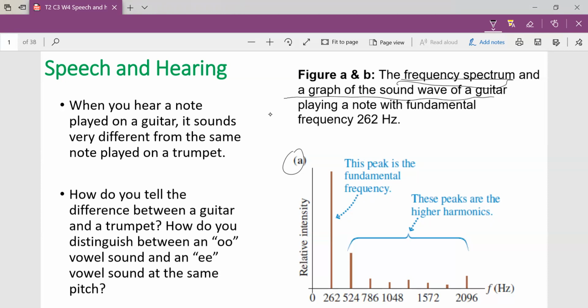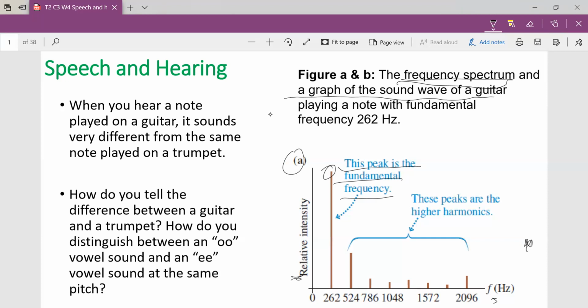Now, we see this graph showing the frequency spectrum of a key played on a guitar. We play notes on a guitar and we make the plot of the frequency spectrum. This is what we have: the plot of relative intensity against the frequency of the note played. Now, the very first bar here with the highest peak is what we refer to as the fundamental frequency.